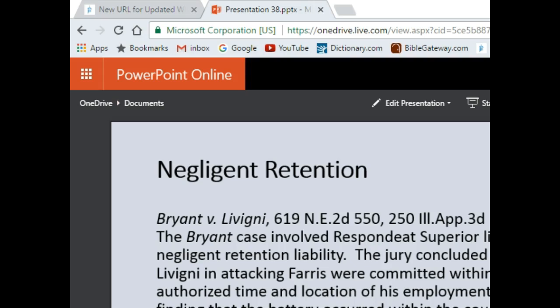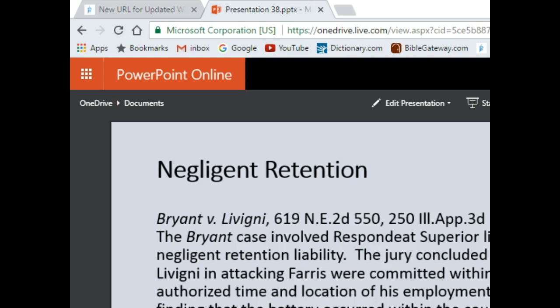A multi-count lawsuit was brought against National and Lavigne, so he's also named individually, which we've talked about regarding individual liability earlier in this course. A verdict was rendered against National, that's the employer, for $20,000 on a respondeat superior theory for battery of Ferris Bryant, and a verdict was also rendered against National for $15,000 in negligent retention of Lavigne, and for $115,000 in punitive damages for willful and wanton retention.